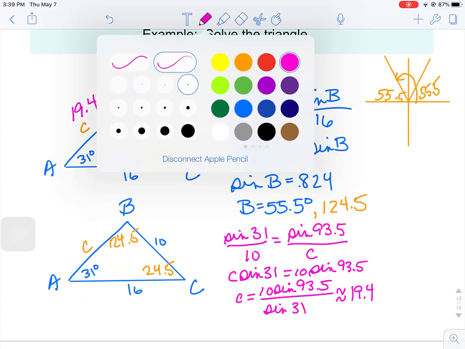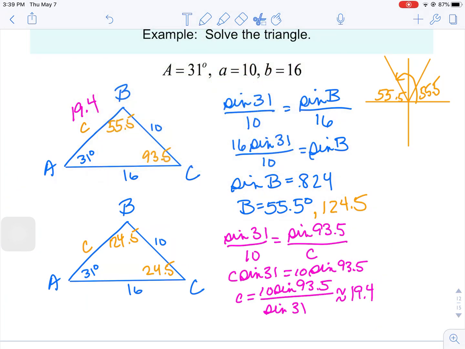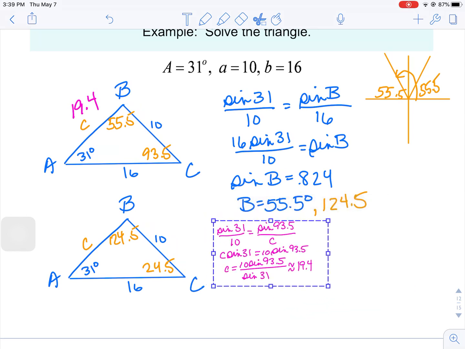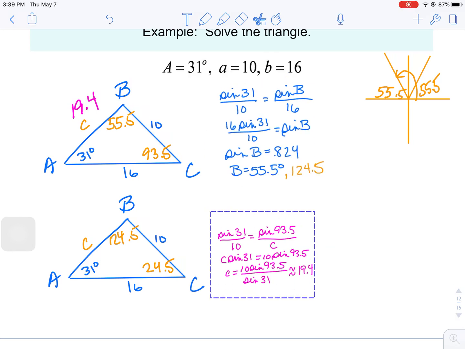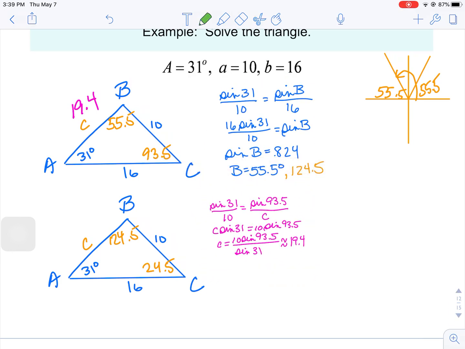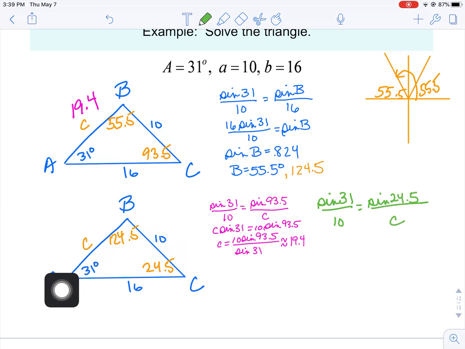I'm going to change some colors again, maybe green this time. Let's make this a little smaller, and maybe this smaller too. Okay. So going back to sine of 31 over 10 has to equal sine of 24.5 over side C. Sine of 31, angle, opposite the side, 10, equals sine of 24.5 over its opposite side, C. So cross multiply again. C sine of 31 equals 10 sine of 24.5.